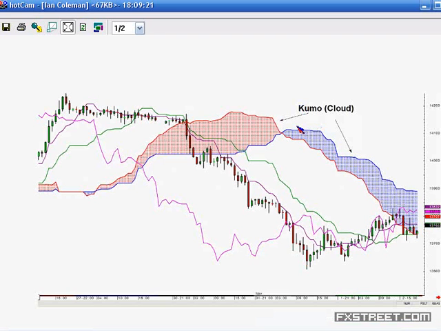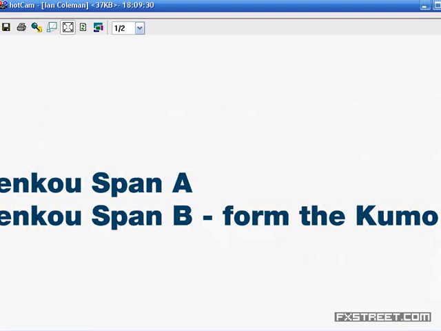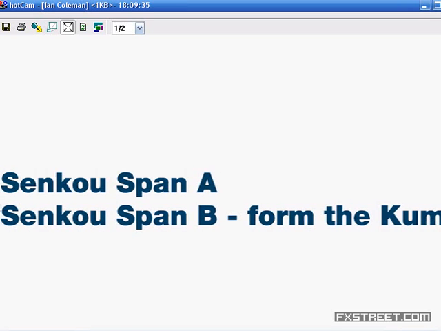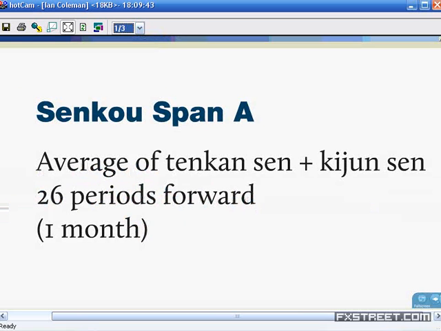So the Kumo is the cloud, hierarchy. As I said, don't worry too much about the color or the crossovers. It's just about the weight of the cloud. So the cloud is made up of the Senkou span A and the Senkou span B, okay, the Kumo.